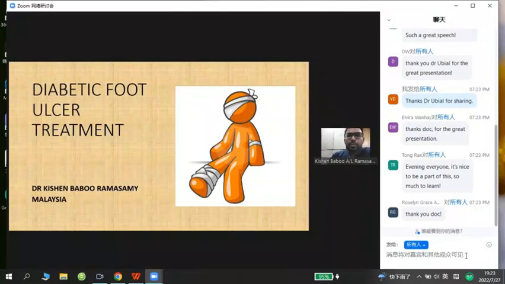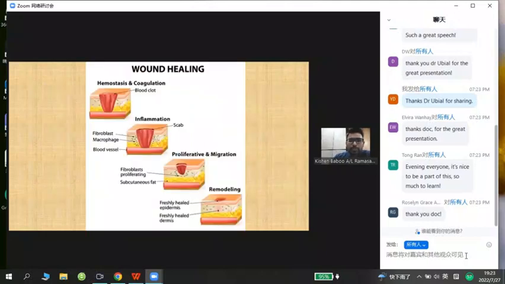Okay. So today I'll be covering diabetic foot ulcer treatment. We start off with the basics of any sort of treatment for diabetic foot ulcer, where you start off with the stages of wound healing. You have to understand the physiology involved in order to treat a patient. So usually the 4 stages are, as you see, hemostasis, inflammation, proliferative, and remodeling.